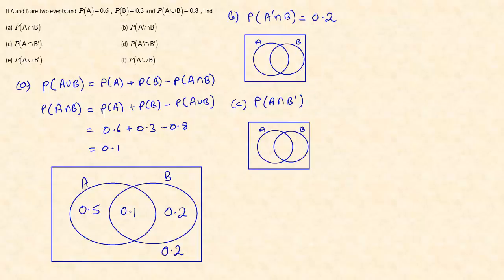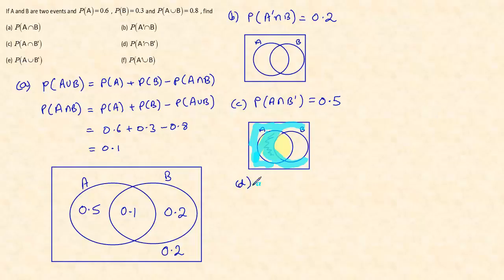So applying the same sort of idea, I'll start by shading A, and then let's change the colour, and we'll shade not B. So that's going to be around the outside of B. So it's going to be all of this. And then since it's an intersection, we want the double shaded bit, which is this bit in here. So that one is going to be 0.5.